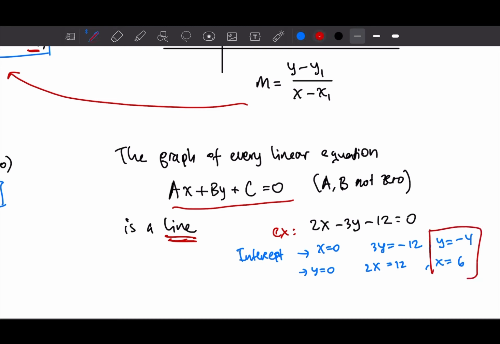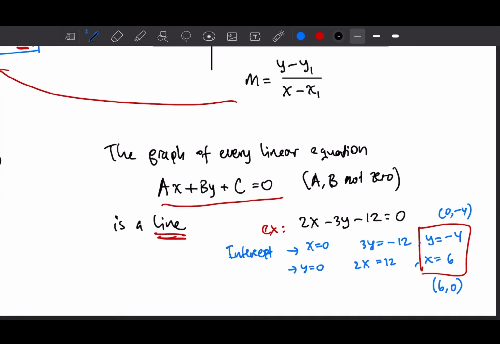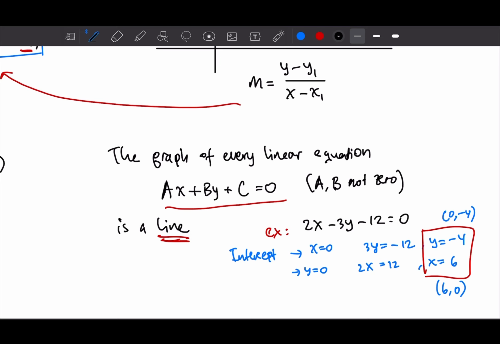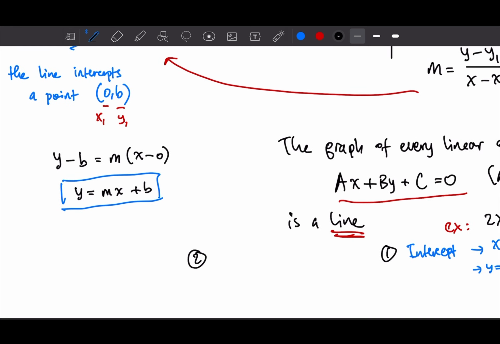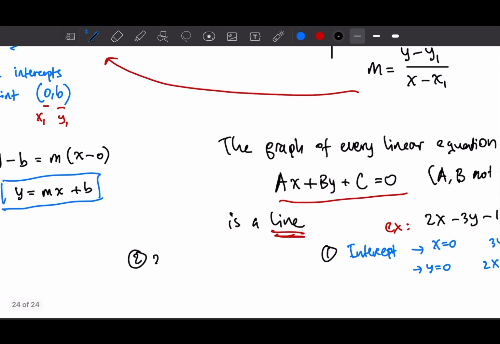So practically, the line will be drawn through these two points: point (0, -4) and point (6, 0). And from here, of course, you can just draw directly. If you would like to draw directly with these two points, we can do that. This is the first way, or we can draw through the slope.